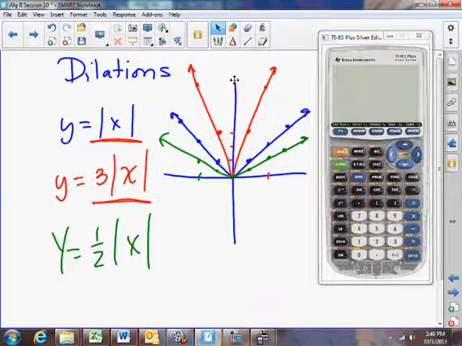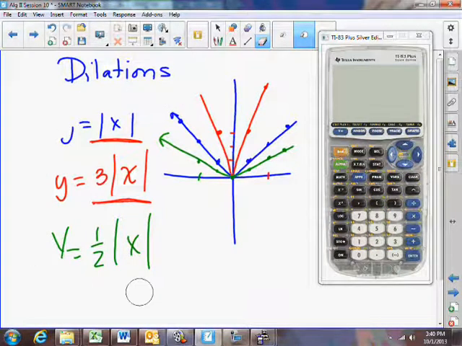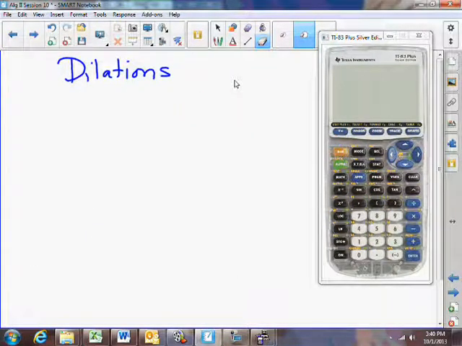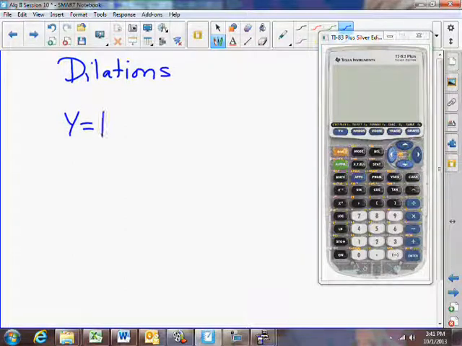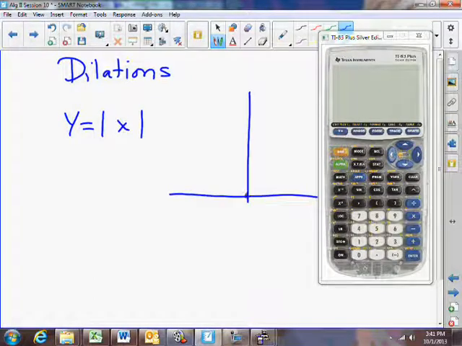Now, we ask ourselves the question, what happens if we multiply x by a number and then perform the function? Okay, now that, as Scarlett said, is an entirely different question. So let's start out. Y is equal to the absolute value of x. Now, with y equal to the absolute value of x, we know again that that's (0, 0), (1, 1), (2, 2), (3, 3), (-1, 1), (-2, 2), (-3, 3). So that's the standard V that we get.